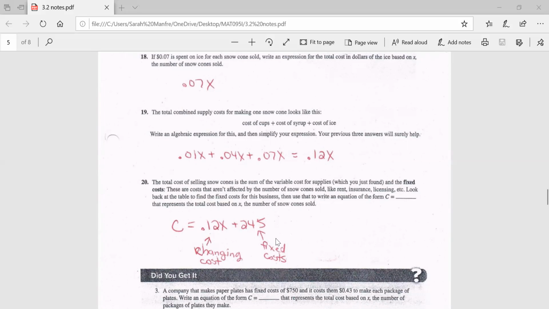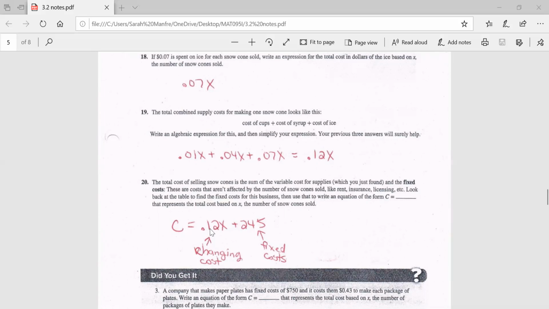We know that that's $245. That was told to us. If they sell 0 snow cones, they lost $245. That's their fixed cost. But they also have to pay 12 cents per snow cone. So this right here, 245, is my fixed cost, and 12 cents X is my variable cost.